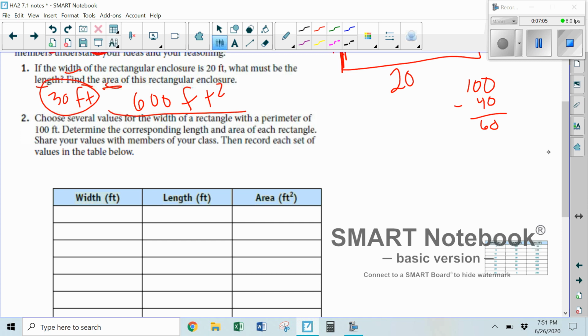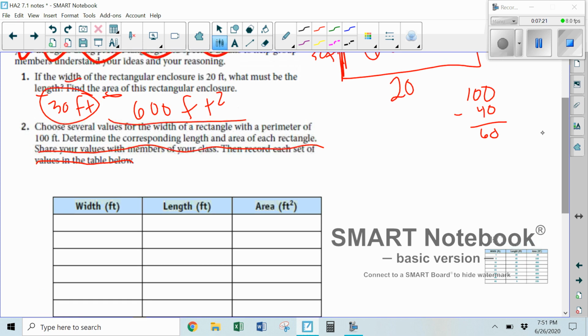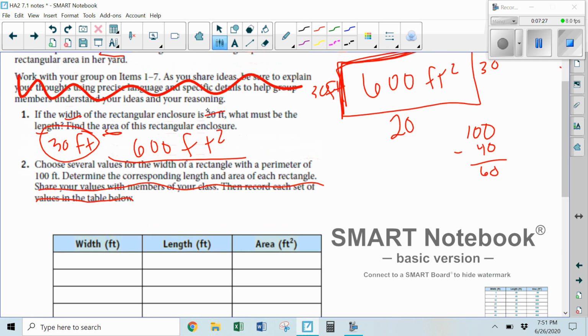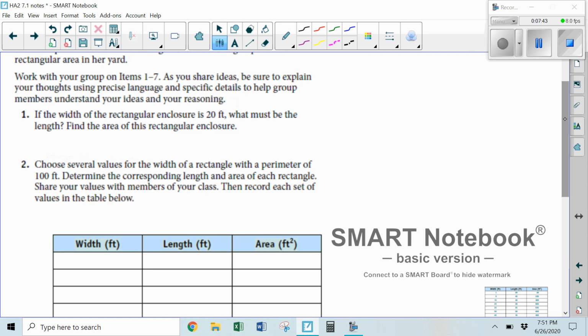Number 2, choose several values for the width of the rectangle with a perimeter of 100 feet. Determine the corresponding length and area for each rectangle. It says share your values. We're not going to worry about that right now. Then record the set. You do not have to fill out the whole table. What I want you to do is pick 3 or 4. So you're going to do the same thing we did in number 1, except you're going to pick a different width. So don't pick 20, pick a width of 10. Find the length, find the area, then pick a different width, 12. Go ahead and do that. Make up 2 or 3 or 4. Pause the video.